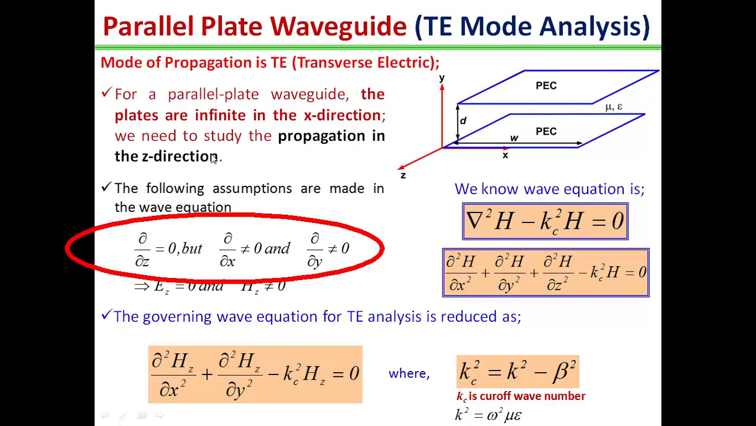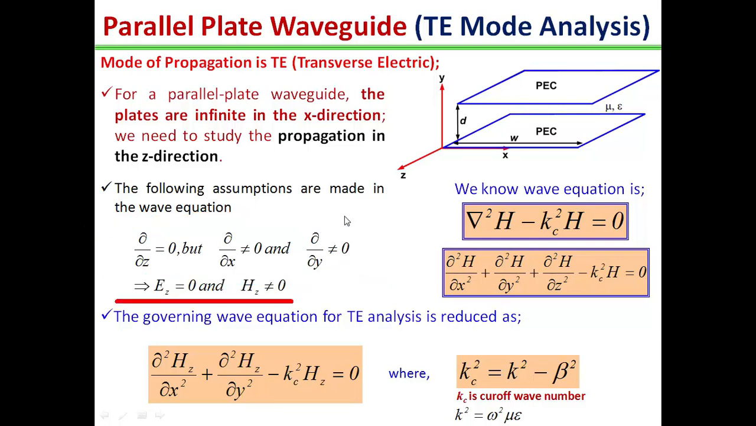So according to this structure, we will assume del by del z is equal to 0, but del by del x and del by del y will not be 0. And the wave is TE mode, so we will have Ez equal to 0 because the Ez component will always be transverse in nature, that means it will be perpendicular to the direction of propagation. Therefore, we will have only a magnetic field component along the direction of propagation. Therefore, Hz will not be equal to 0.